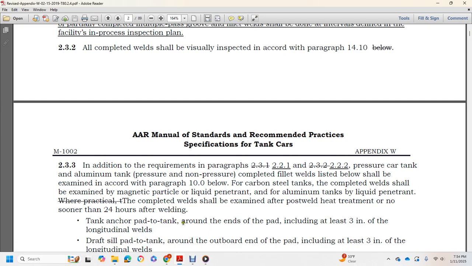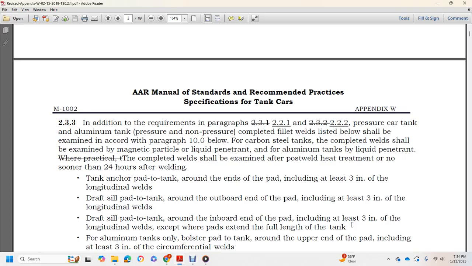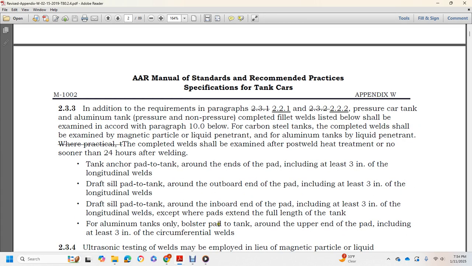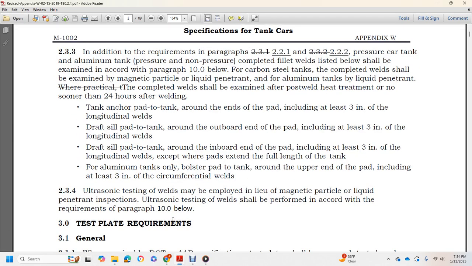Tank anchor pad to tank, around the ends of the pad, including at least 3 inches of the longitudinal welds. The draft sill pad to tank, around the outboard end of the pad, including at least 3 inches of the longitudinal welds. Draft sill pad to tank, around the inboard end of the pad, including at least 3 inches of the longitudinal welds, except for pads extending the full length of the tank. For aluminum tanks only, bolster pad to tank around the upper end of the pad, including at least 3 inches of the circumferential weld.